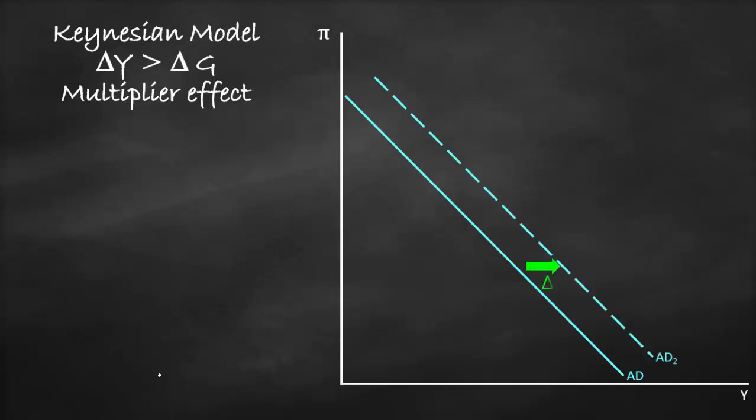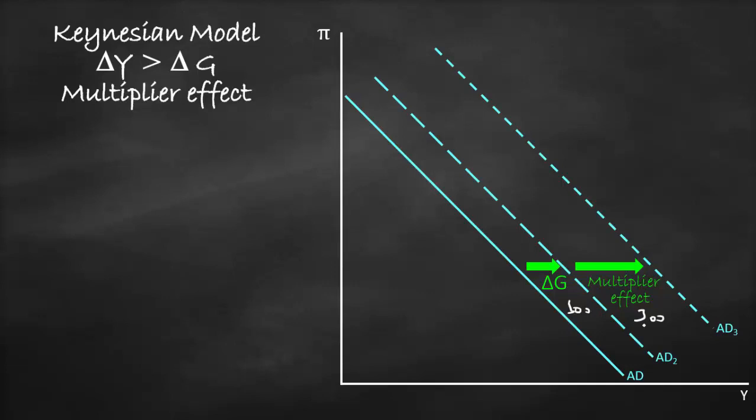This is equivalent to a change in government spending. For example, if we're going to increase government spending by 100, I know that aggregate demand will shift to the right by the amount of this 100. Then it will shift again further by more than 100. Why? Because we have the multiplier effect. So here we have 100, for example, and this one was 300, so the total effect was 400.